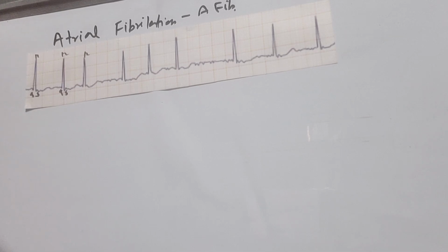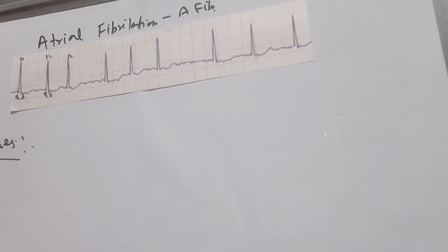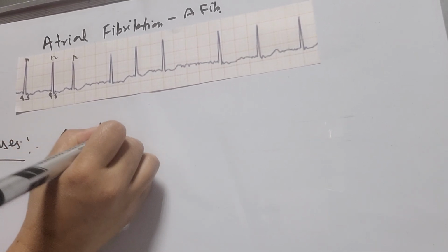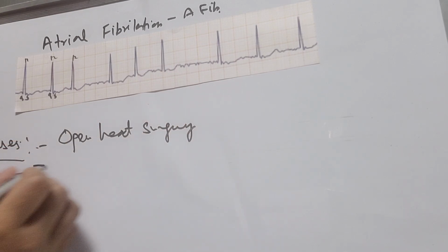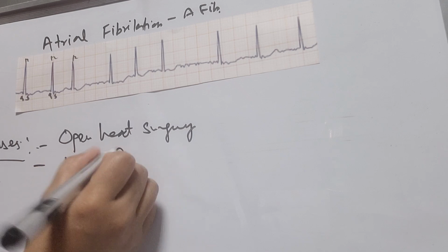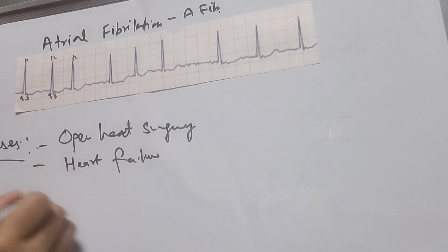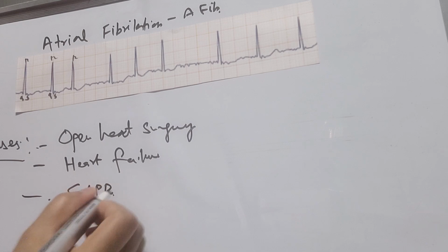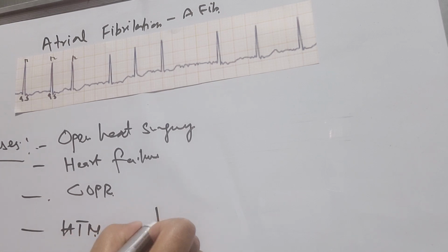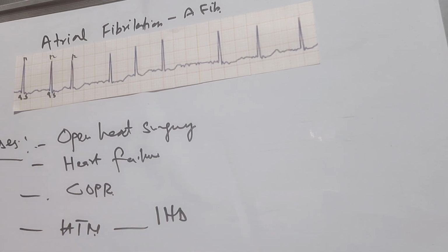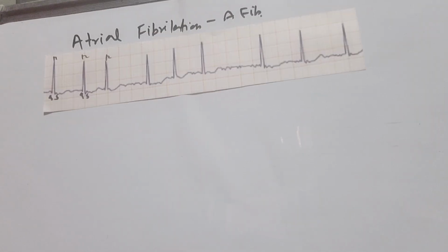Now what are the causes of AFib? Causes of AFib are open heart surgery, heart failure, COPD, chronic obstructive pulmonary disease, hypertension, and ischemic heart disease. These are the causes of atrial fibrillation.